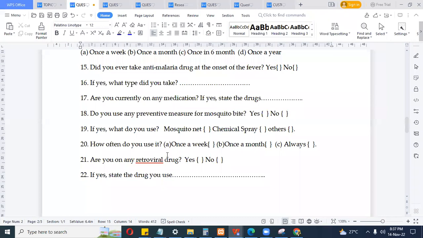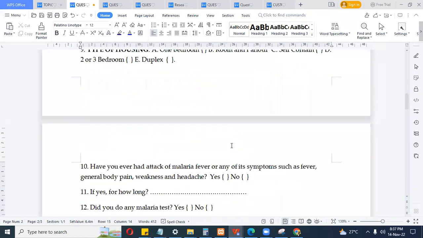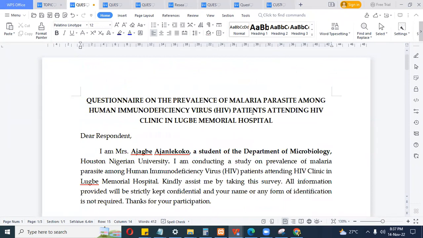So who can suggest what might be the issue or what should be the correction for this particular survey? I feel since the target audience are people already on antiretroviral therapies, that question shouldn't have been there. Okay, good. So it's patients attending HIV clinic. For every questionnaire that you're going to be developing, you must be thinking about the target audience.